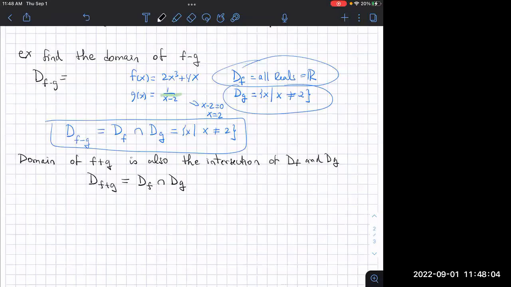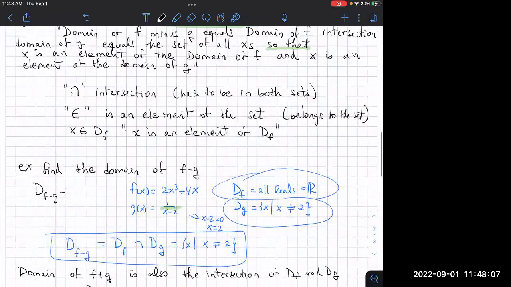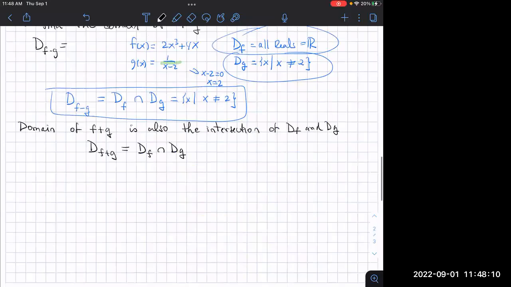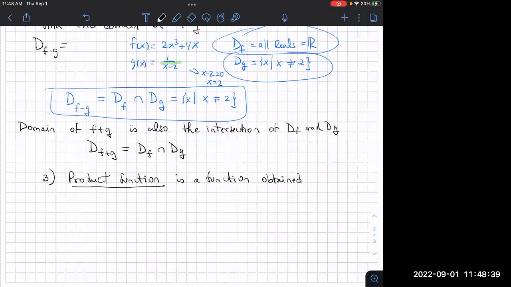Addition, subtraction, next is multiplication. Have I been numbering? Yes. 2 was the difference, 3. So the answer of an addition is the sum. The answer for a subtraction is the difference. The answer for a multiplication is the product. So the product function is a function obtained by multiplying two functions.